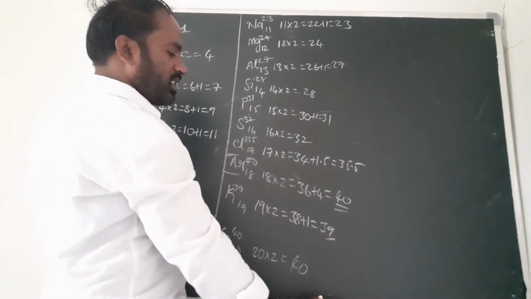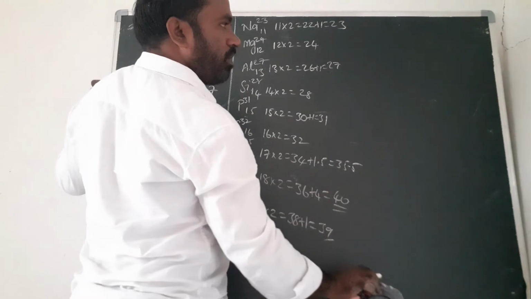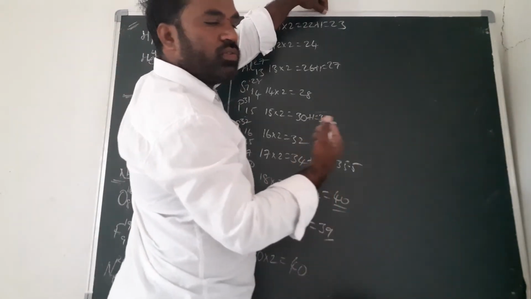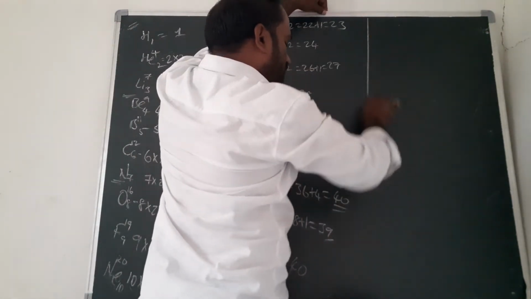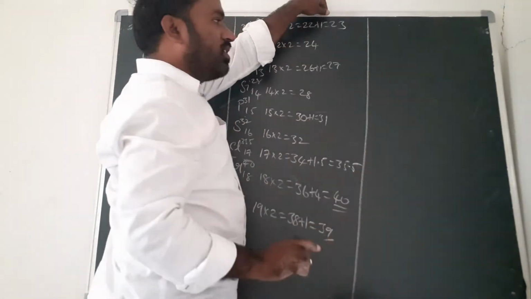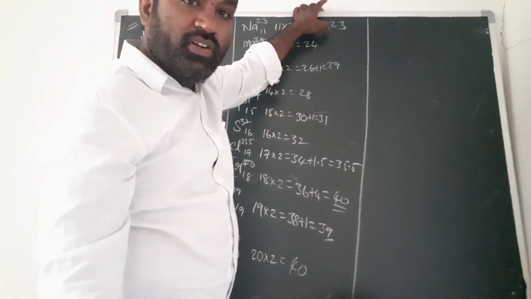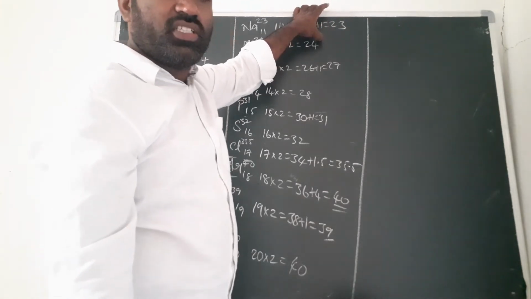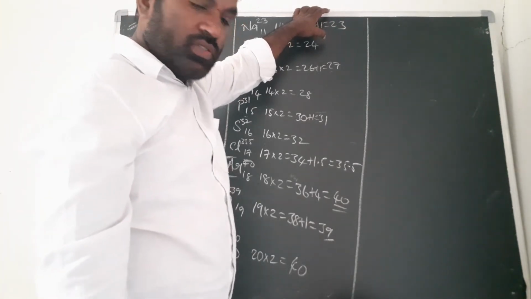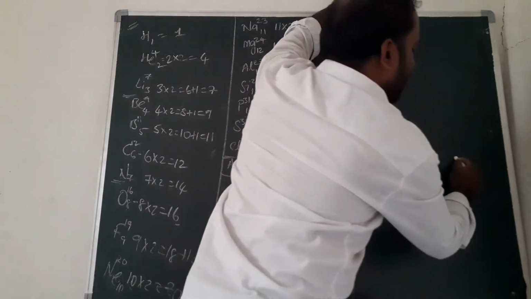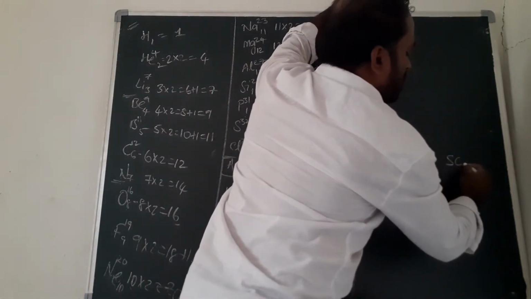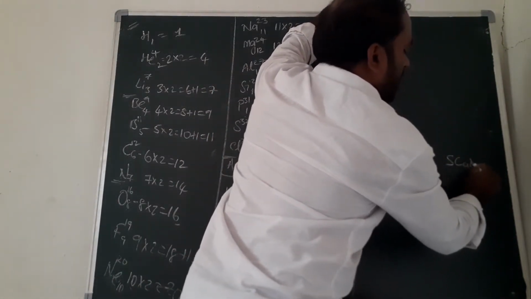Next, the trick to remember the mass number of elements from atomic number 21 to 30. Here I said I classify the elements into 3 types. In the d block elements, only the 3d series, I classify into 3 types. The first one is named scandium.